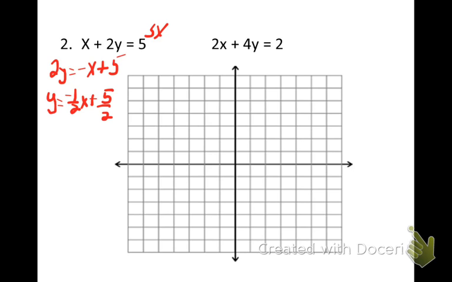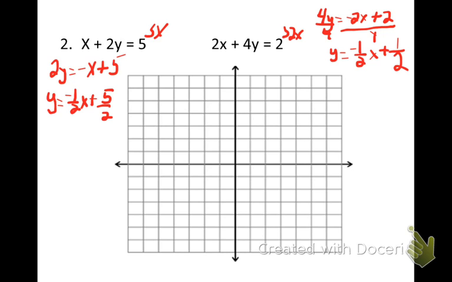On this one, I need to subtract 2x from each side. I'm going to kind of move up a little higher. I get 4y equals -2x plus 2. If I divide everything by 4, I'm going to get y equals -1/2 x plus 1/2. It can be a little difficult to graph the y-intercepts of halves, especially on this little graph, but we'll try.